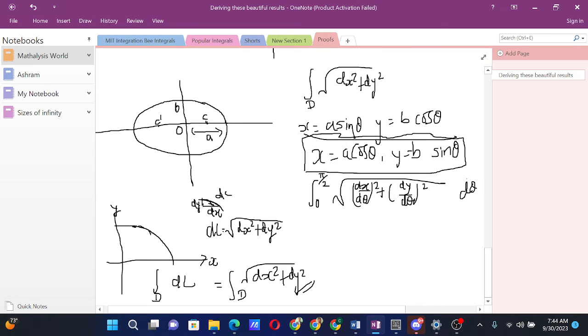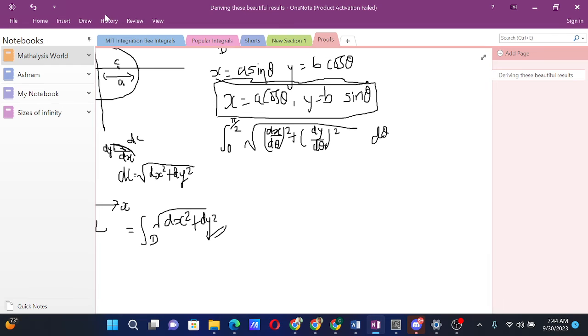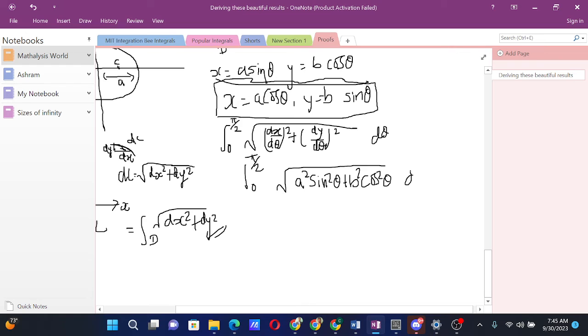We have just multiplied and divided by d theta square. And now I don't think it's a lot harder. We have the integral from 0 to pi by 2. dx by d theta will now be minus a sine theta, and when squared, it's a square sine square theta. And the other one will be b square cos square theta, times d theta.